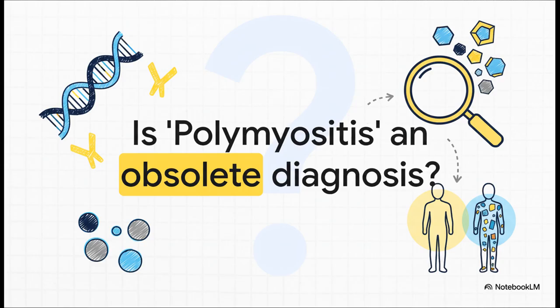All right, let's dive right in by challenging a diagnosis we've all used for years: polymyositis. The thing is, we now know that a lot of what we used to call polymyositis are actually totally distinct diseases, like immune-mediated necrotizing myopathy or antisynthetase syndrome. And making that distinction, well, it's not just academic. It completely changes your patient's prognosis and how you're going to treat them.